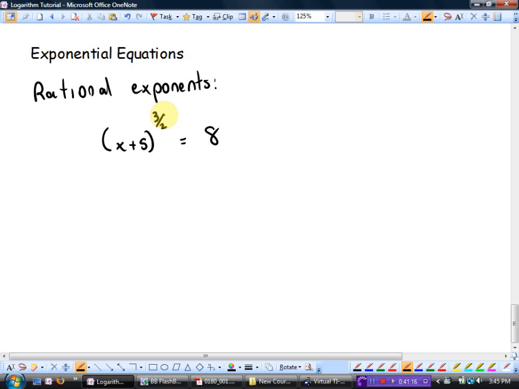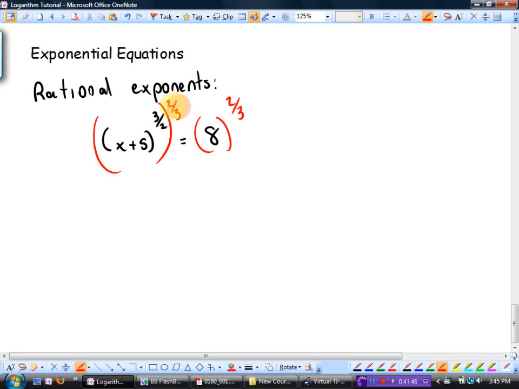What's yucky about this? What bugs you about this? What don't we like about this? The exponent. We had a way to make the exponent vanish. And it was very clever. Does anybody remember what we did? Both sides to the power of the reciprocal. What's the reciprocal of 3 over 2?